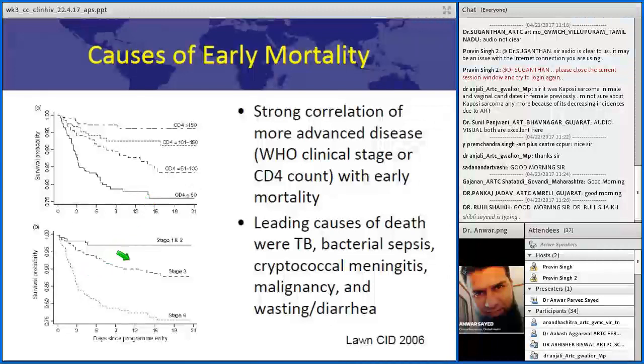Similarly, if you see WHO clinical stage, if the clinical stage is stage 1 or 2 at the time when people report to the ART facility, survival is better. And if they present at stage 3 or stage 4, you can see the dropping of the survival curve. So the probability of survival depends on at what clinical stage or at what CD4 count a person is reporting to the treatment facilities. If it is good CD4 and good clinical stage, then obviously survival will be better. If it is very low CD4 and a later stage of HIV infection, then survival will again be poor.